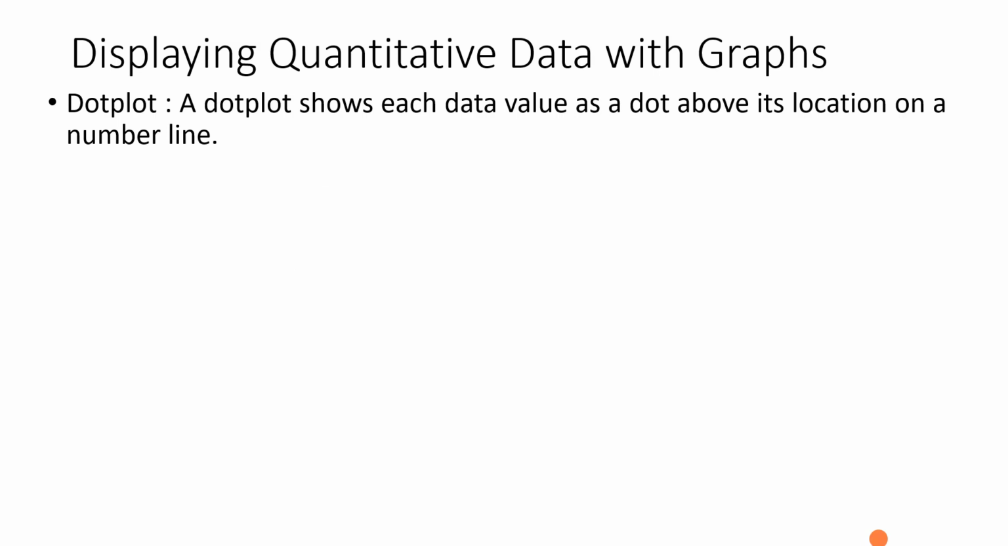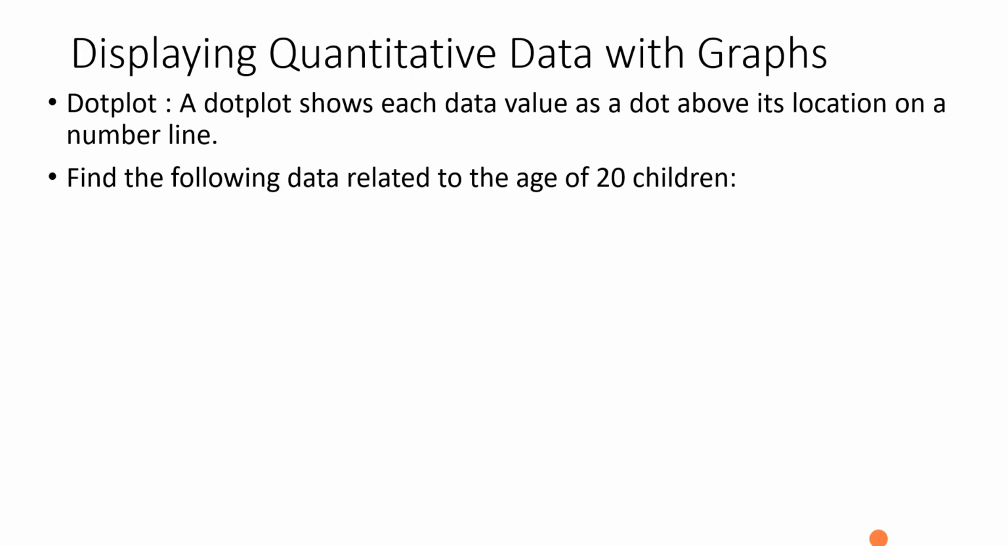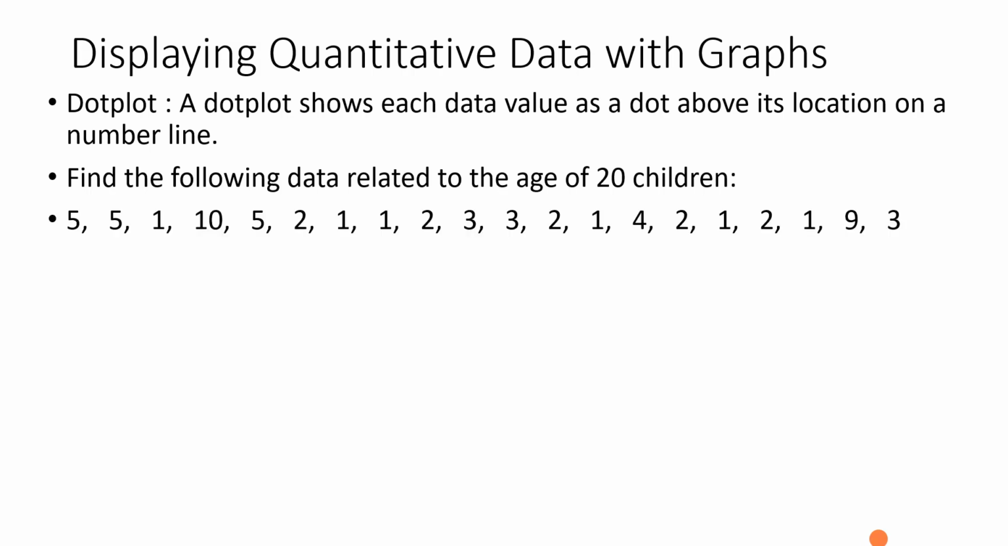Dot plot shows each value of data as a dot above its location on a number line. Generally in the case of dot plot we have only one axis, that is horizontal axis or x-axis. Find the following data related to the age of 20 children. In this case we have collected the age of 20 children and the first child age is 5, second child age is 5, fourth child age is 10 and the last child, 20th child age is 3.